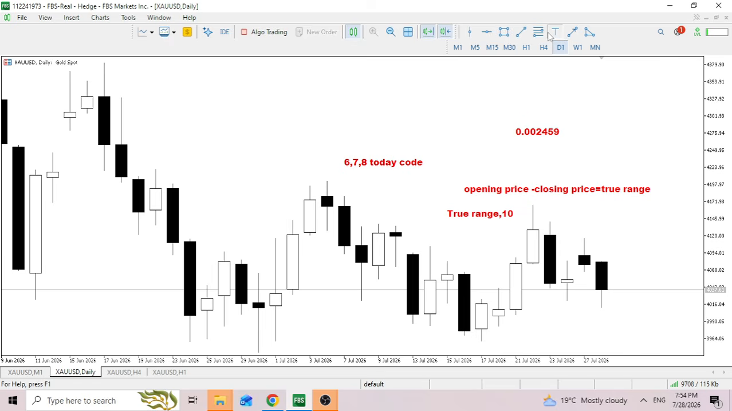Put your calculator there. You are a forex trader. You don't have a calculator? Are you mad in the head? But you can use your phone. It's not a problem.